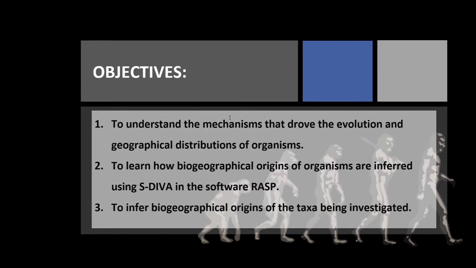The objectives of the study are as follows: understanding the different mechanisms that drove the evolution and the geographical distributions of these organisms. Next is learning how biogeographical origins are inferred using S-DIVA and RASP. Lastly is to be able to infer biogeographical origins of the investigated taxa.